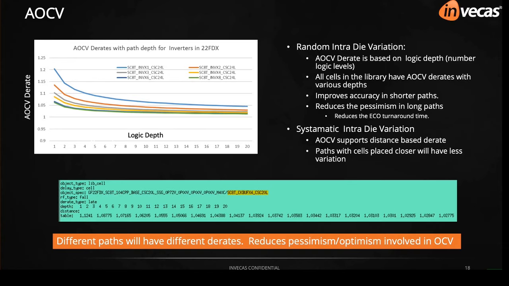Some of the foundries will also support distance based derates, which are mainly to take care of the systematic local variations. That is, less derate for two cells which are placed next to each other compared to the ones which are placed away from each other. So as a summary, in AOCV a different derate value will be applied for different cells based on the depth, and it really reduces the optimism or pessimism which is involved in OCV.